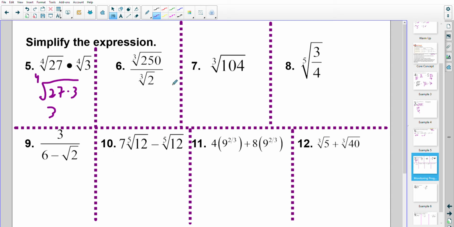I want to just count the number of 3s and see if there are 4 of them, and then I can pull it out. On these, you can write it as one fraction. So it's going to be 25 over 2, which is 125, which means that this is going to be equal to 5. 5 times 5 times 5.